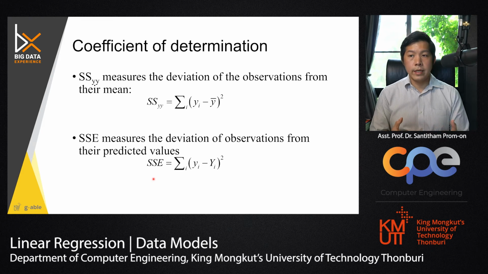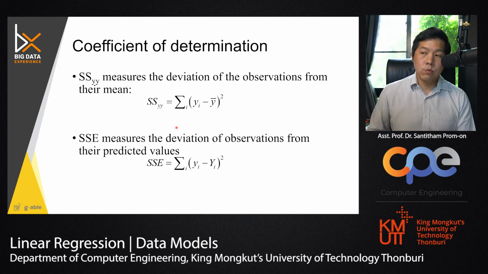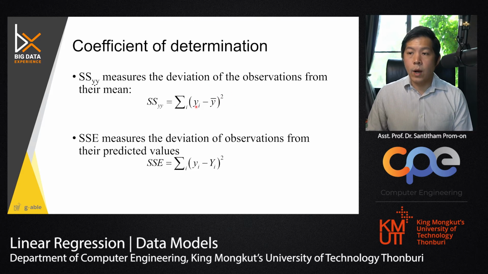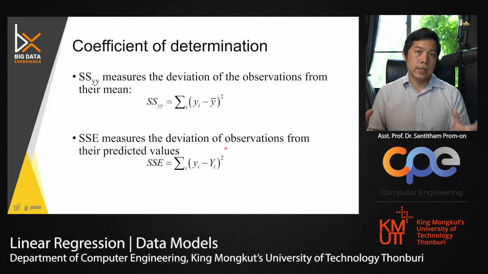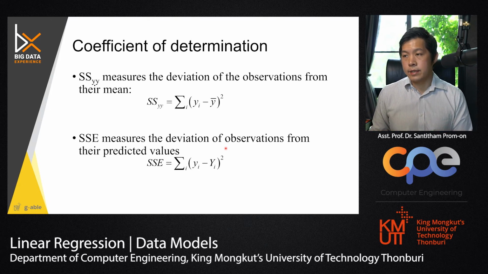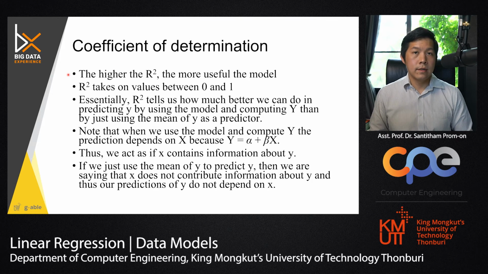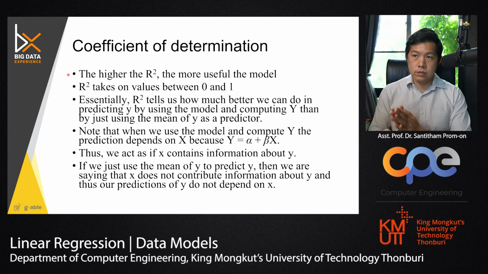How do you obtain SSYY and SSE? SSYY is the difference between the actual value and the mean, so this indicates the variation in the data. SSE indicates the difference between the model's prediction, y-hat i, and the actual data. Sum them all, and you get a general sense of how well your model can predict the data. The higher the R square, the better the model. You want the value to be high.